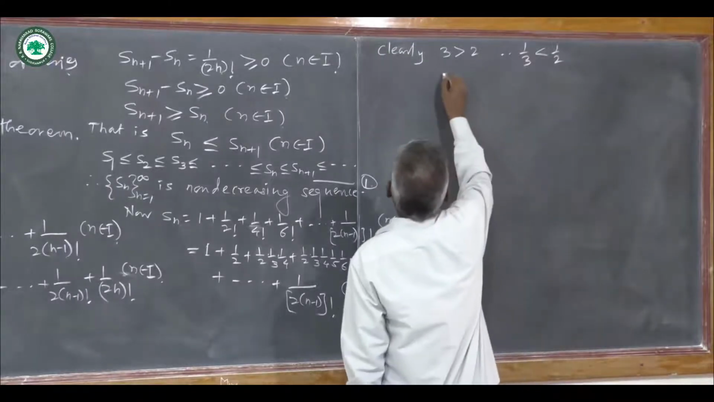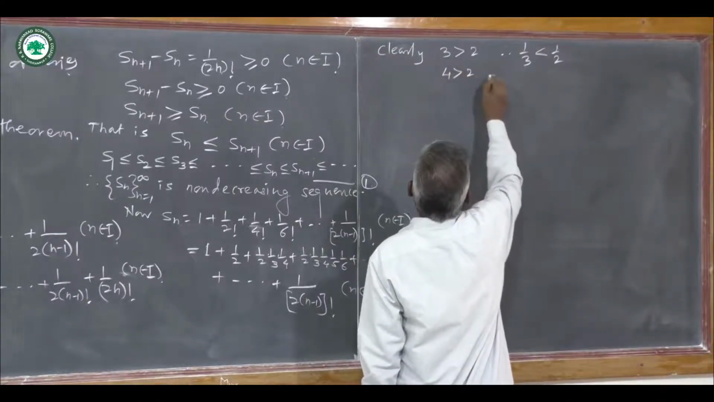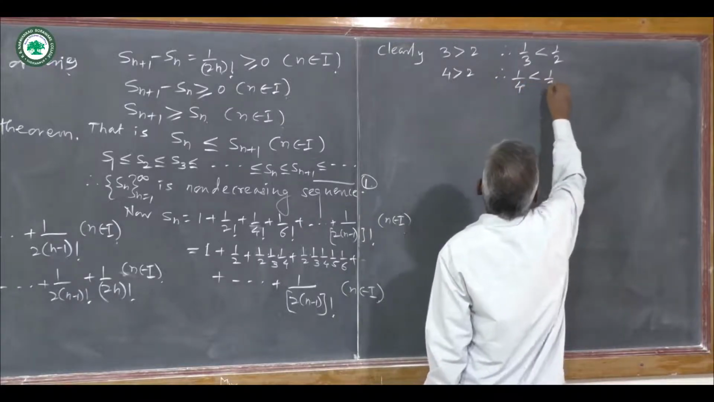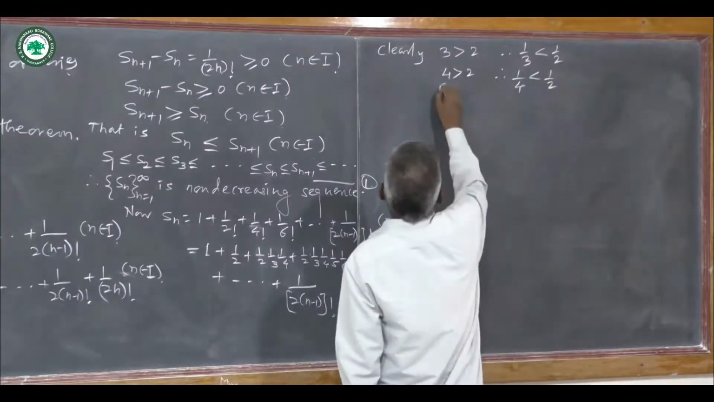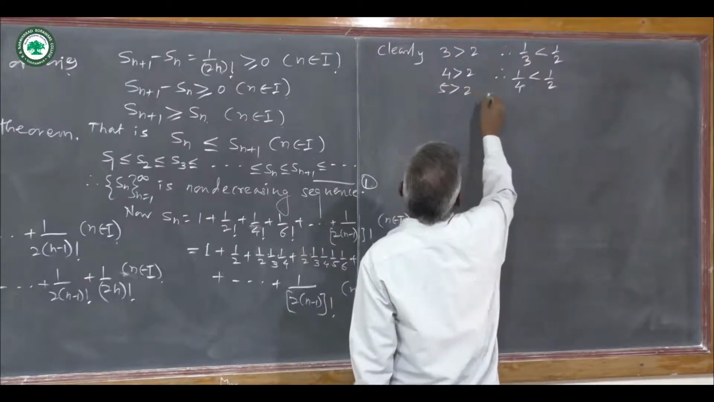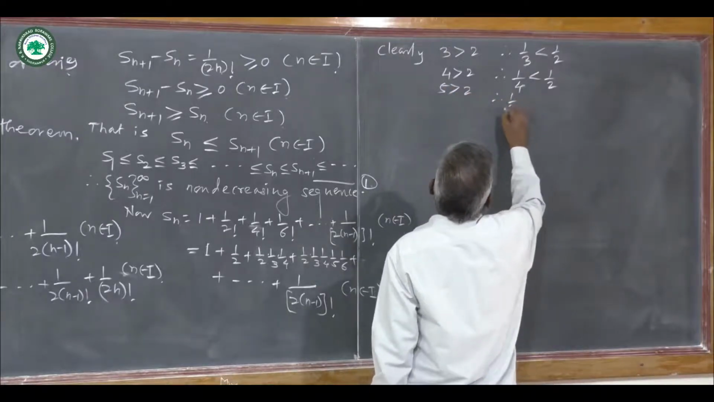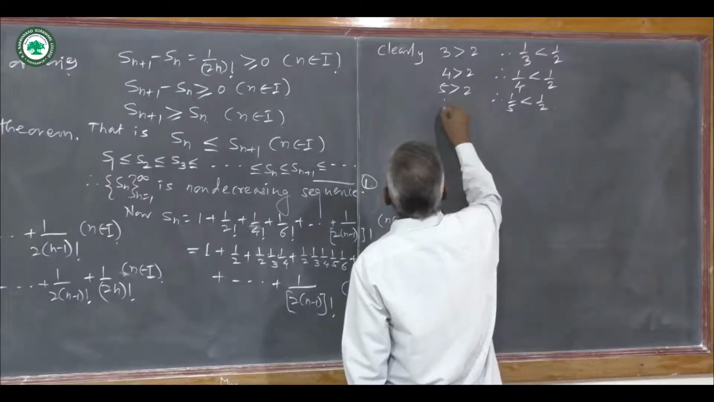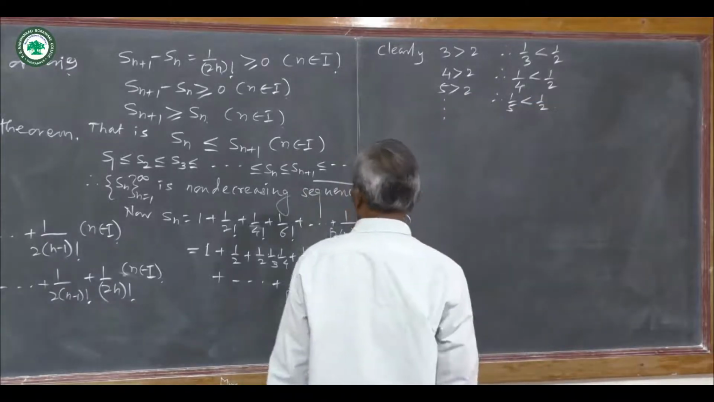4 is greater than 2. Therefore, 1 by 4 is less than 1 by 2. 5 is greater than 2, so 1 upon 5 is also less than 1 by 2, and so on.